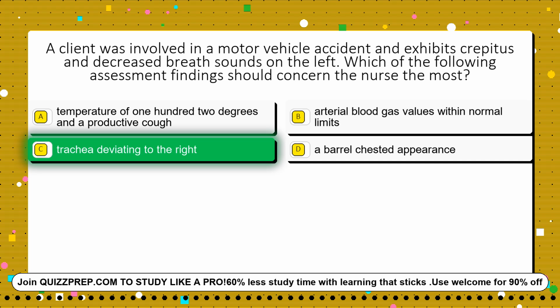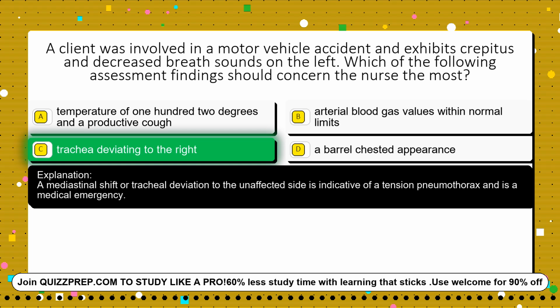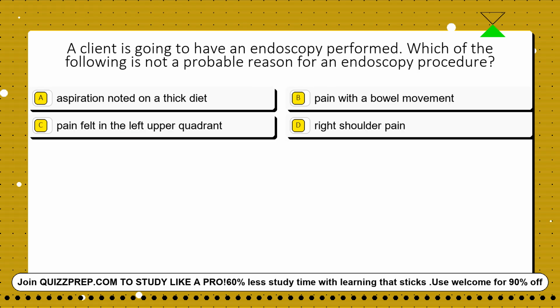The correct answer is option C, trachea deviating to the right. A mediastinal shift or tracheal deviation to the unaffected side is indicative of a tension pneumothorax and is a medical emergency.